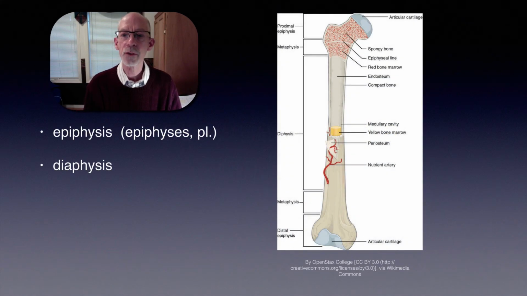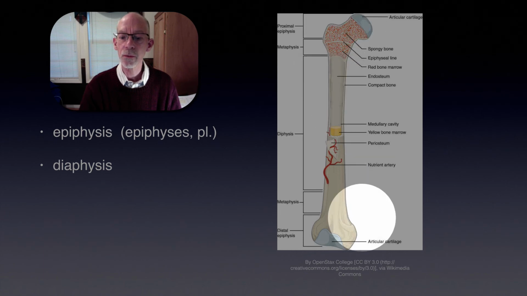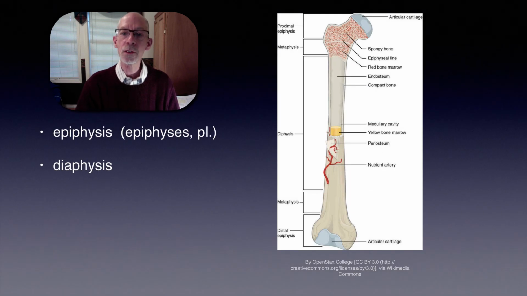Long bones have two epiphyses. The singular form of that word is epiphysis, and they have a diaphysis. As you can see from this diagram, there's a proximal epiphysis, a distal epiphysis, and a diaphysis. If you learn some root words, that will help. Epi means on top of, and the root word dia means through.